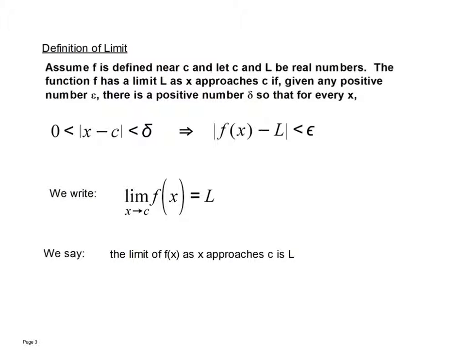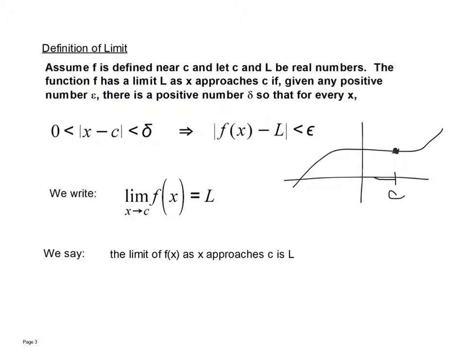So the definition says: assume that f is defined near c, meaning we've got some function and it actually has a value near c. Well, c too, so it actually has a value there, a point filled in. Now it's defined near c, and c is an actual number and L is an actual number, and it says the function has a limit as x approaches c. So if I'm getting closer and closer to that c value, it actually has something called a limit.